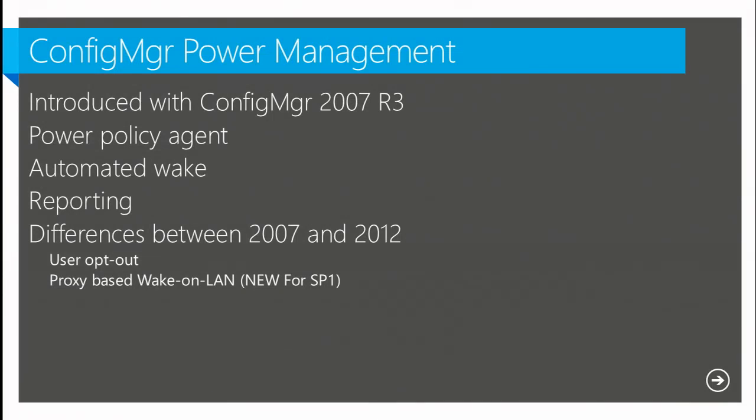The only differences between power management with 2007 and 2012 is they've introduced a user opt-out option, which is very useful, especially if you culturally are having difficulties getting power management enforcement going on in your environment. And in 2012 SP1, brand new, and I believe they talked about this in the treasure hunt session yesterday, they added a proxy-based wake on LAN. And we'll talk about that a little later on, what that actually is and how that will help you solve some of your power management struggles in your environments.